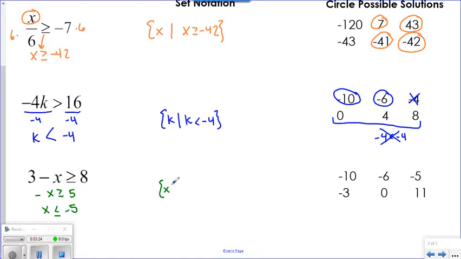And in our set notation, we have x such that x is less than or equal to -5. And then we want to select all of our possible solutions. So -10 and -6 are both less than -5. And because we have the or equal to, we can select -5 as well.